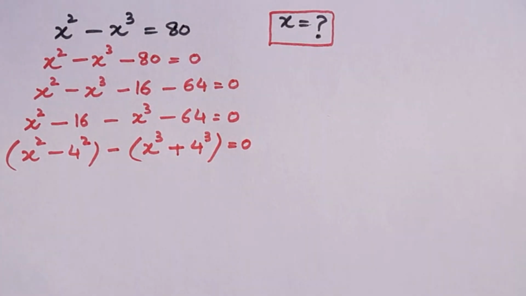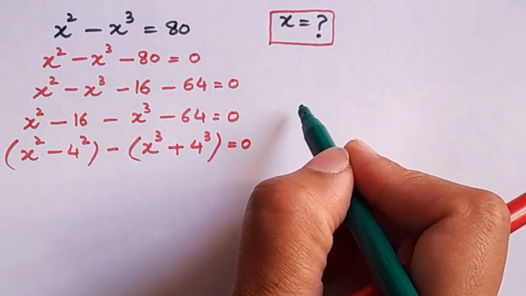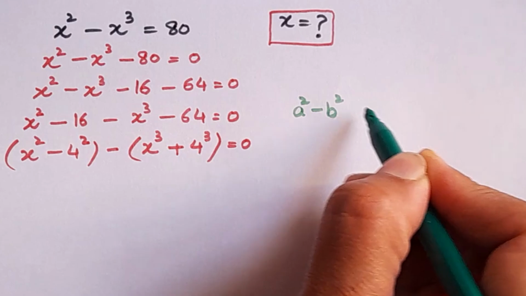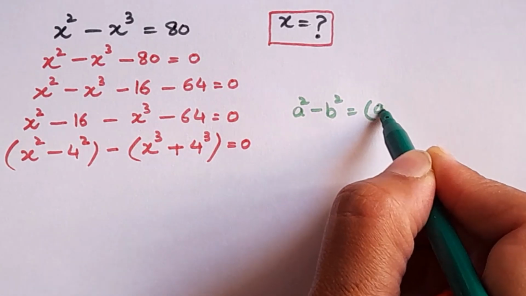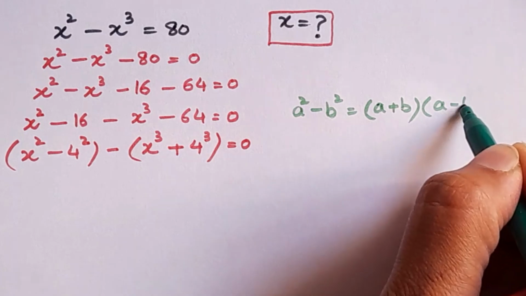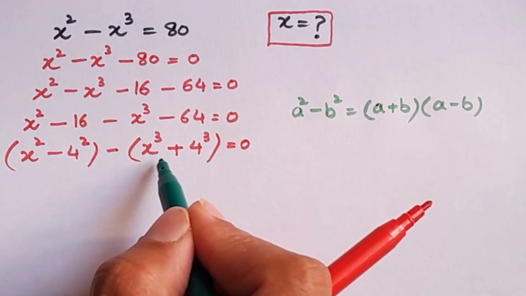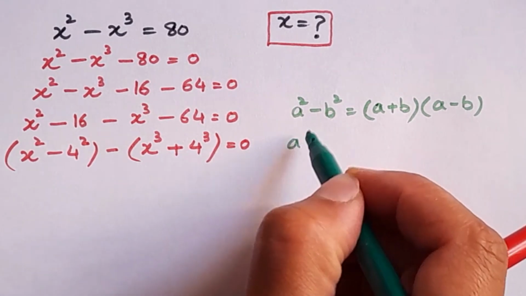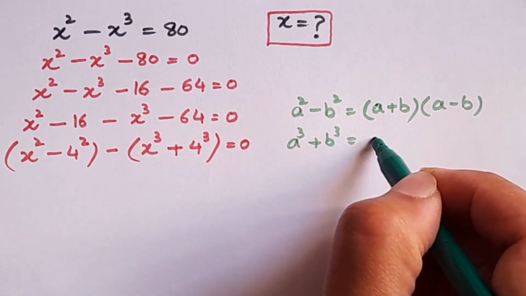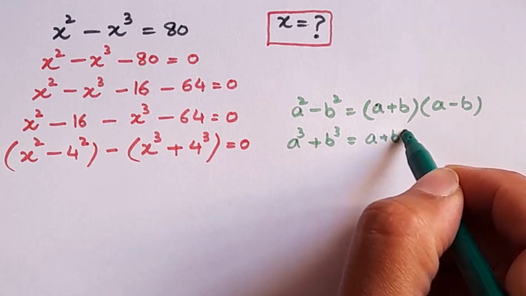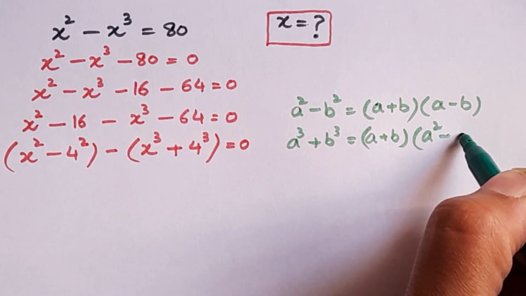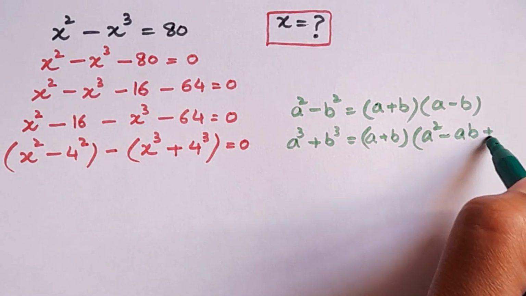Let's check. a square minus b square is an algebra identity which is equal to a plus b times a minus b, and for that we will use the cubic formula. a cube plus b cube is equal to a plus b times a square minus ab plus b square.